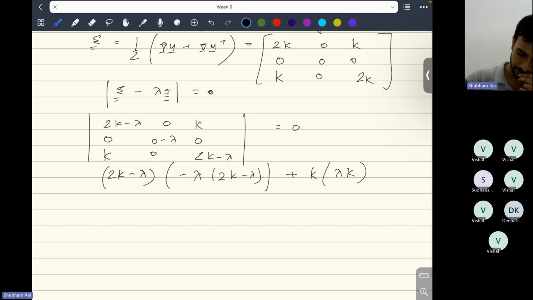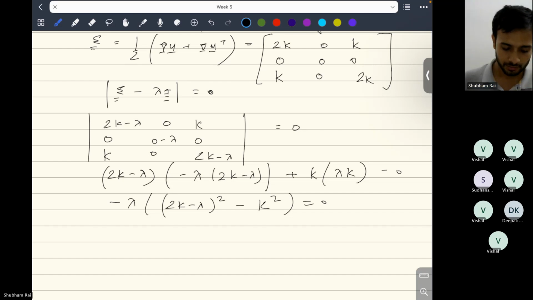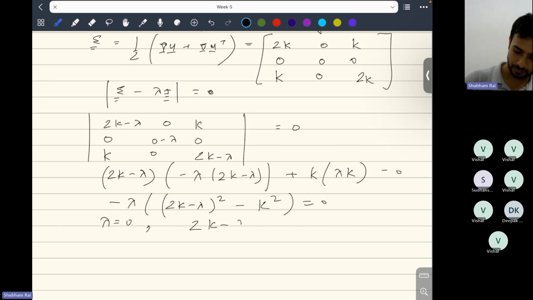So this will be 0. So you take minus lambda to be common, so you'll get lambda times (2k minus lambda) whole square minus k square equal to 0. Okay. So if you solve this, either lambda is equal to 0, or 2k minus lambda is equal to plus k, or 2k minus lambda is equal to minus k.